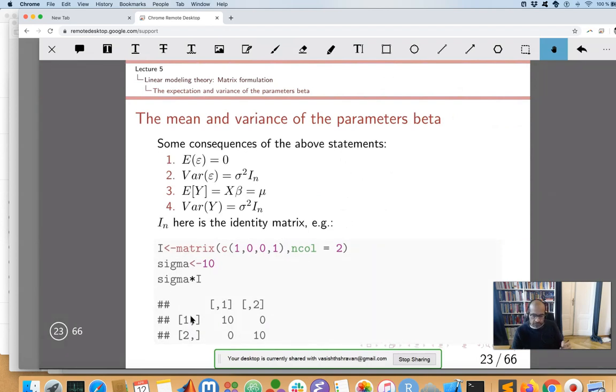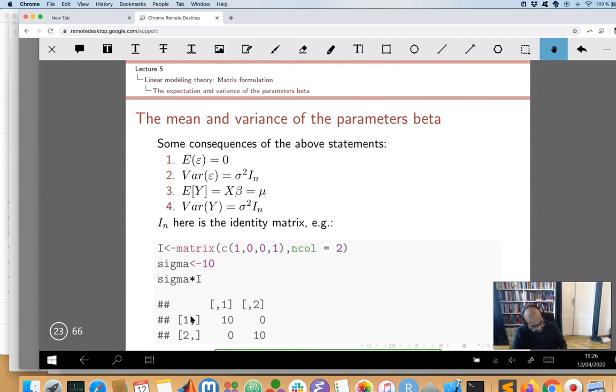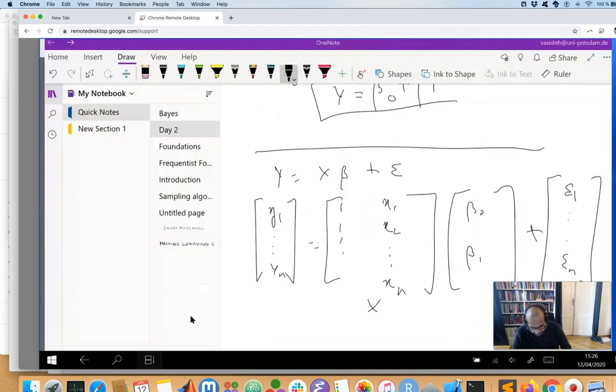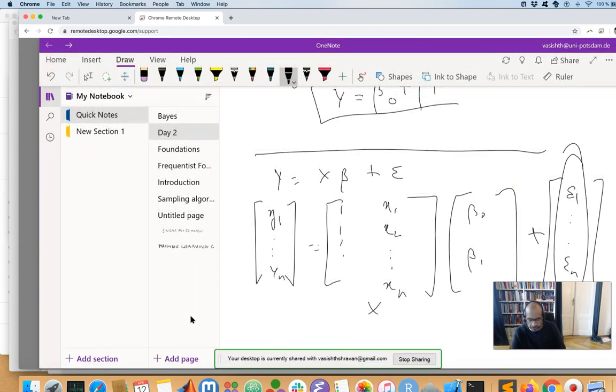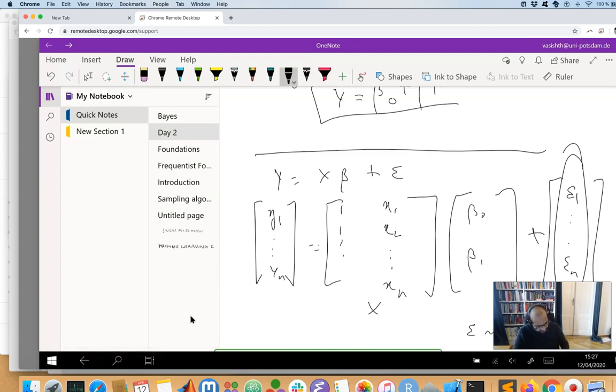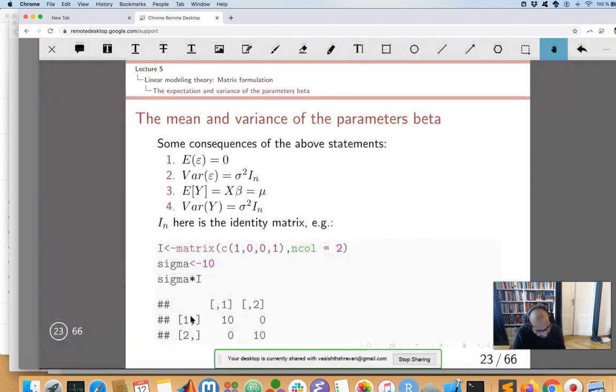So some consequences of these above statements are the following. The theoretical mean of all these epsilons is supposed to be 0. Why? Because the mean of each of the underlying generative random variables is 0. So that's why I say here that the expectation of the epsilons is 0. In practice, it might be slightly different from 0 in your data sets, when you actually look at the residuals and calculate the mean, but the expectation in theory is 0.